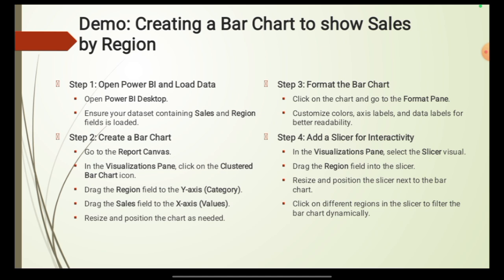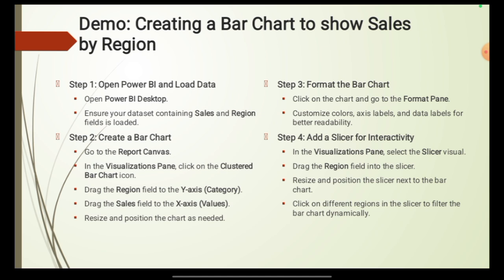Step 4. Add a slicer for interactivity. In the Visualizations pane, select the Slicer visual. Drag the region field into the slicer. Resize and position the slicer next to the bar chart. Click on different regions in the slicer to filter the bar chart dynamically.